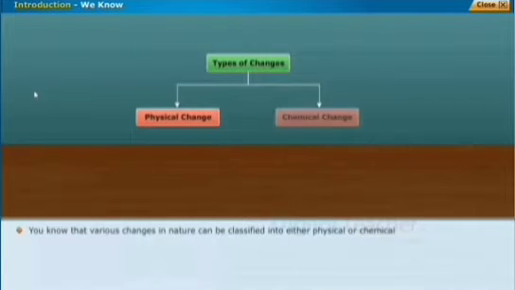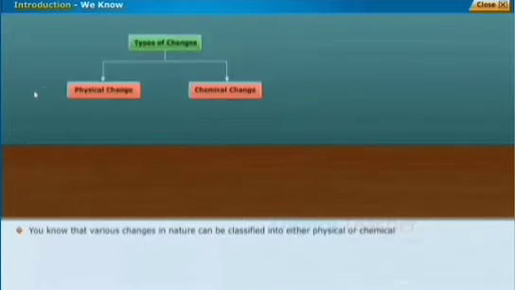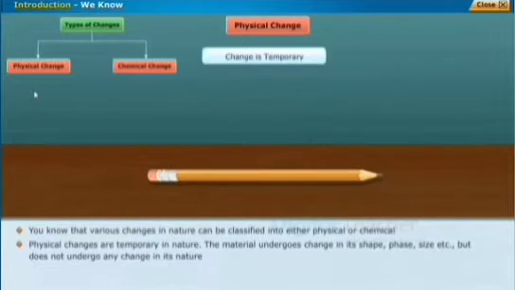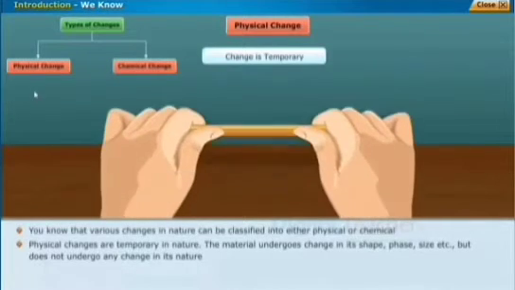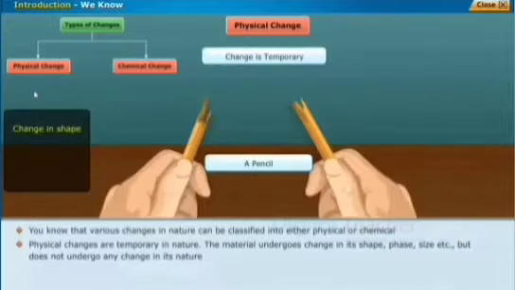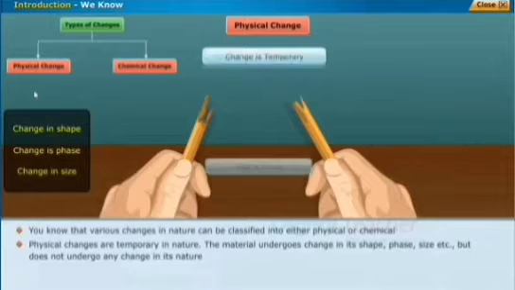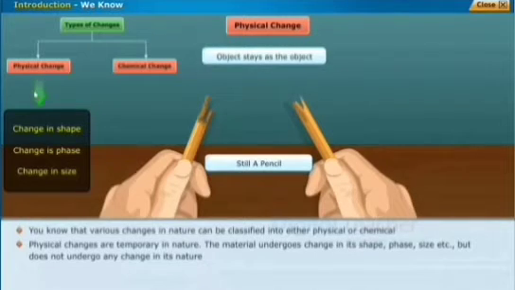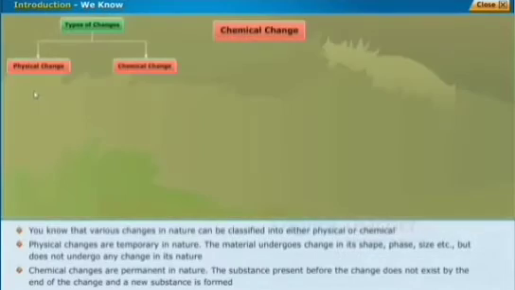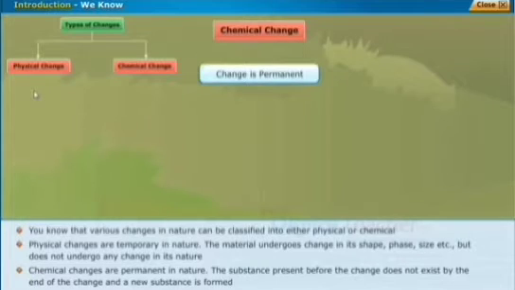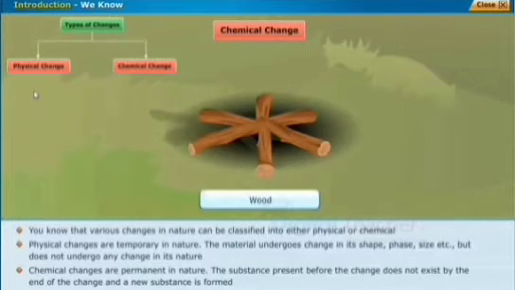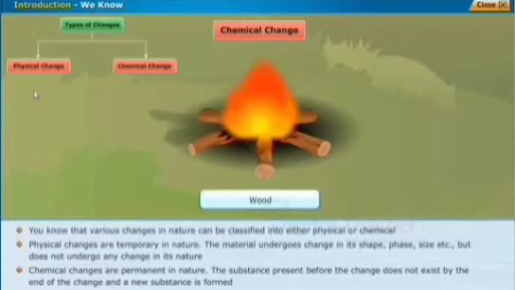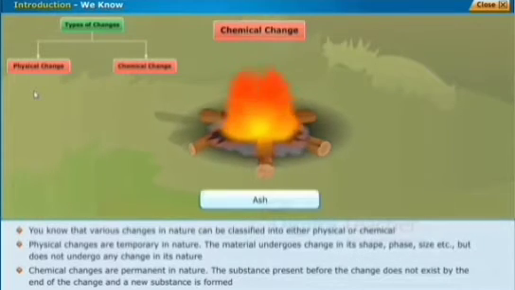You know that various changes in nature can be classified into either physical or chemical. Physical changes are temporary in nature. The material undergoes change in its shape, phase, size, etc., but does not undergo any change in its nature. Chemical changes are permanent in nature. The substance present before the change does not exist by the end of the change, and a new substance is formed.